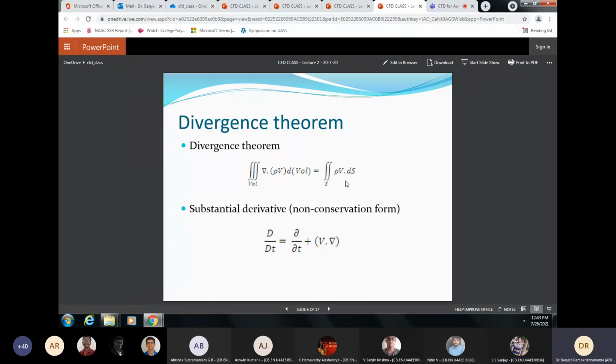Yes, sir. Okay. Now, d by dt. So this non-conservation form is the total derivative d by dt. It's called substantial derivative or total derivative. It is the temporal derivative dou by dou t plus the local derivative V dot del. So when you add these two, you'll get the definition of d by dt. Okay, we'll come back to this at a later stage.